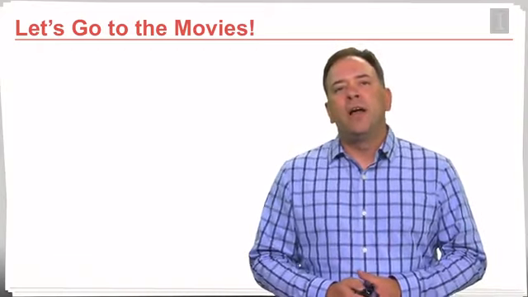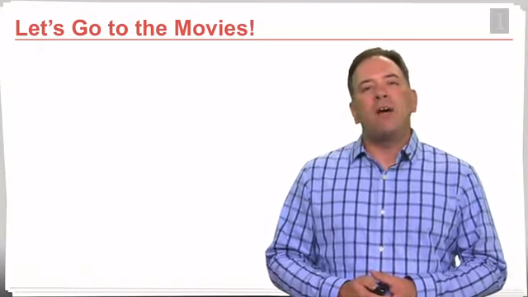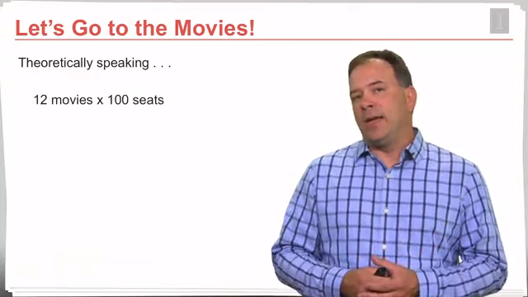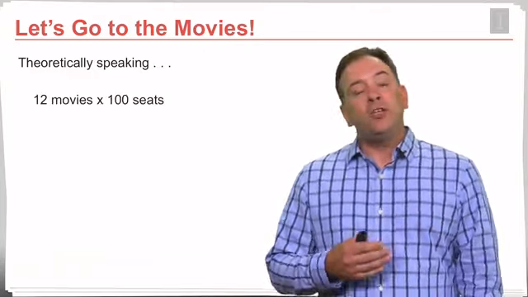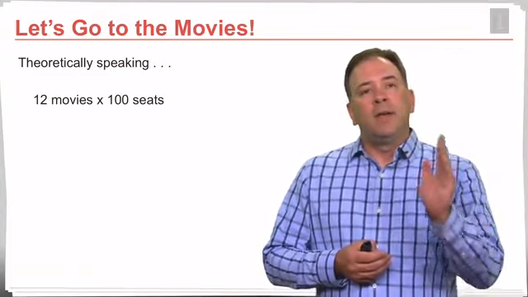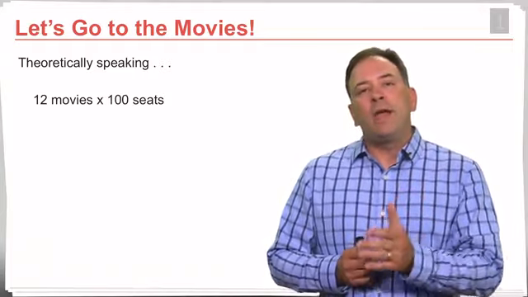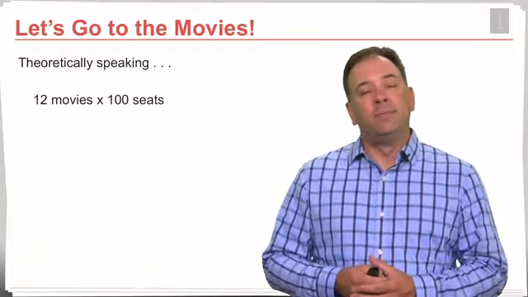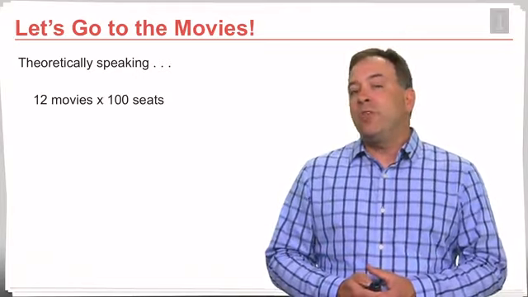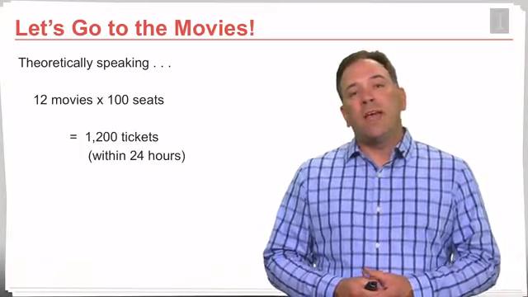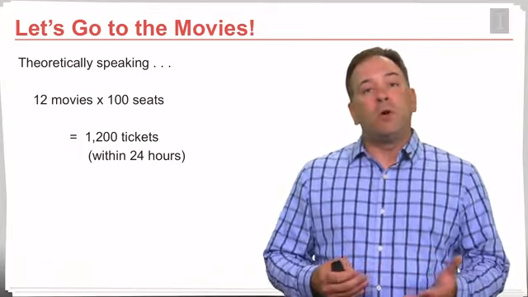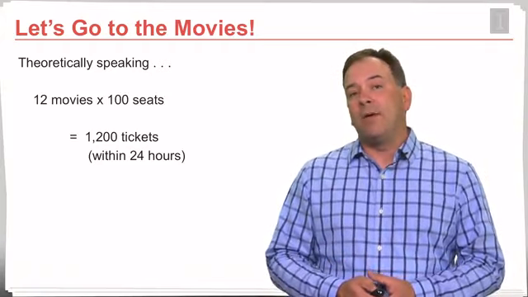So let's imagine how many tickets we can sell in that 24-hour time period. Well, theoretically speaking, in 24 hours, we could show that 2-hour movie 12 times. We could start one at midnight, and then start the next one at 2 a.m., 4 a.m., 6 a.m., etc. And for each showing, we have 100 seats that people could sit in. So theoretically, we have 12 movies at 100 seats apiece within that 24-hour time period. In other words, we have 1,200 tickets that we could sell.